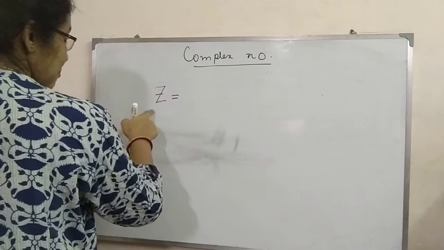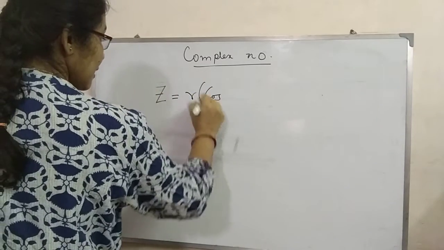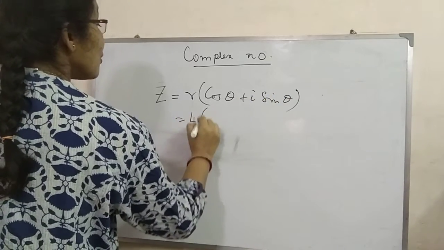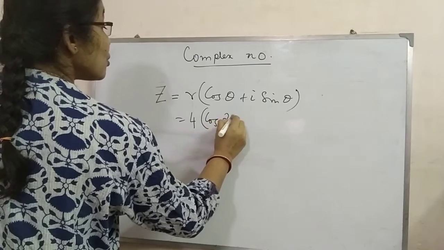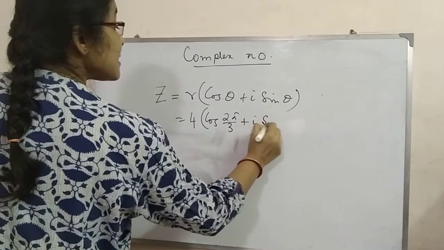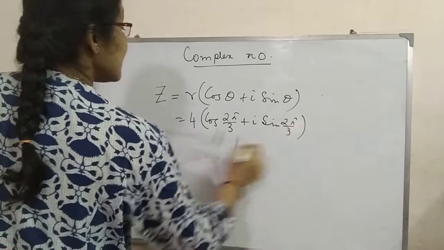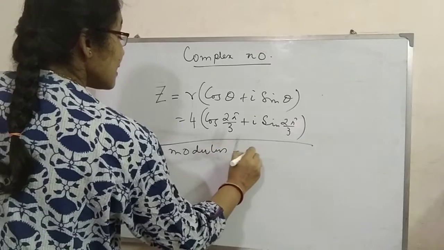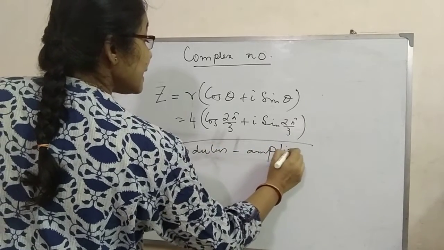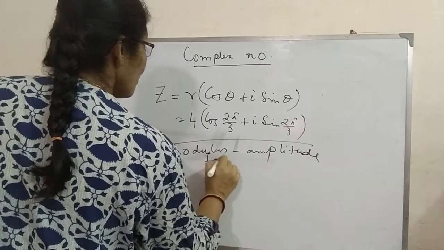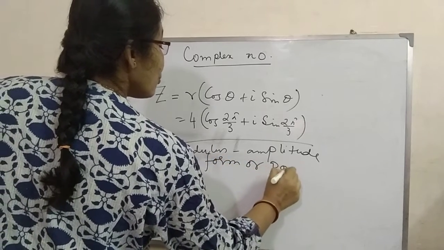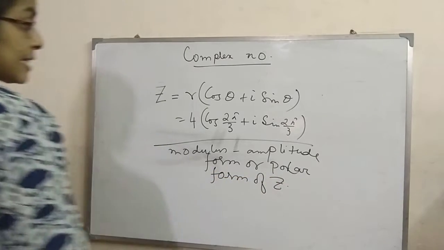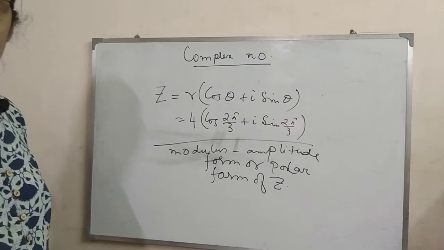So z modulus amplitude form is r into cos theta plus i sin theta. Here r equal to 4 and theta equal to 2 pi by 3, so 4 into cos 2 pi by 3 plus i sin 2 pi by 3. This is the modulus amplitude form, or polar form, of z. Okay, I am ending here.